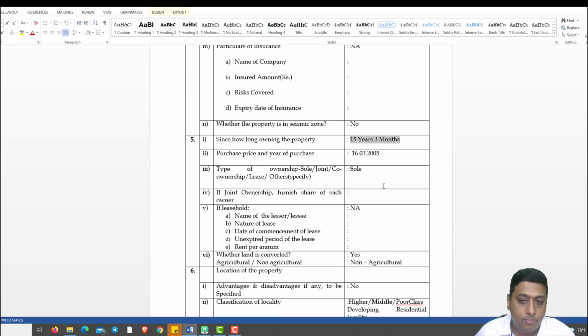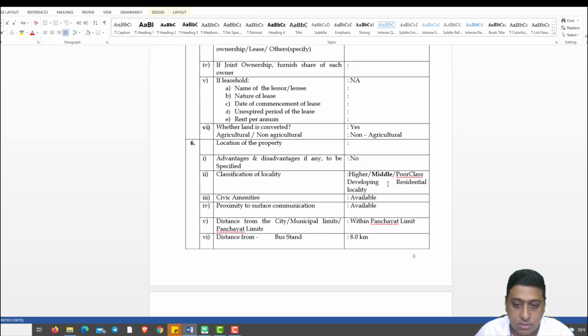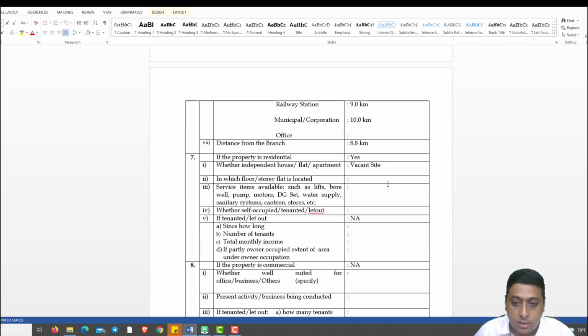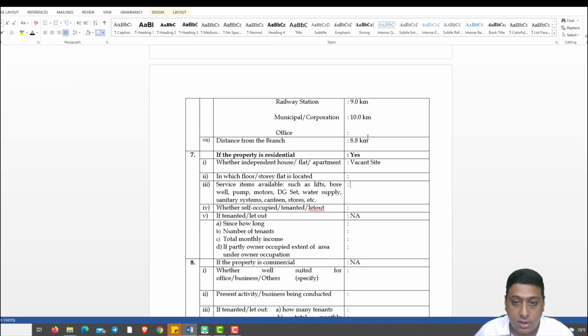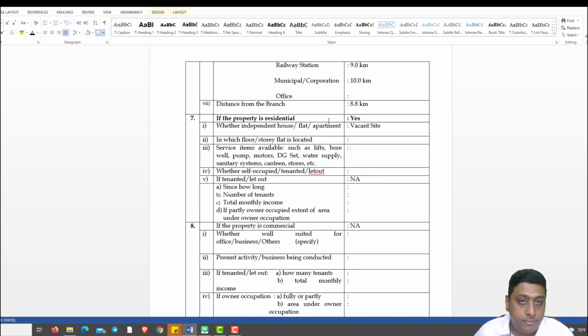The person was holding this plot from 2005, that is more than 15 years. So it's a vacant site. Actually, the conversion has taken place as residential, not as industrial or commercial. Therefore, we have written down here yes, it has been converted as a residential property. It is a vacant site, nothing has been developed. Even the roads, nothing was developed in that particular locality.